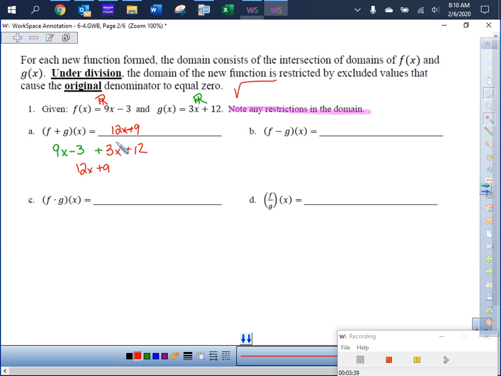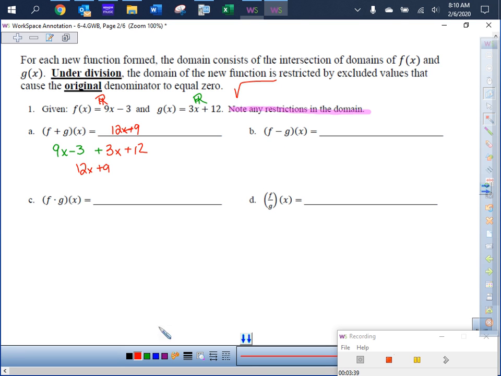So this is what happens when those two groups played the game of addition. And I'd like to know if there were any troublemakers when that happened. Did anybody get in trouble? Since there are no x's downstairs and there are no even radicals, everybody got along when they played the game of addition. No trouble happened at the party in that case. So nobody got kicked out. You okay with that? So no restrictions in the domain.